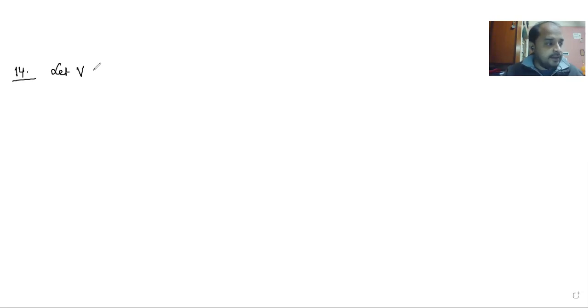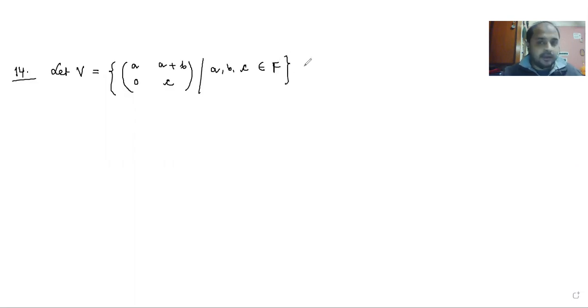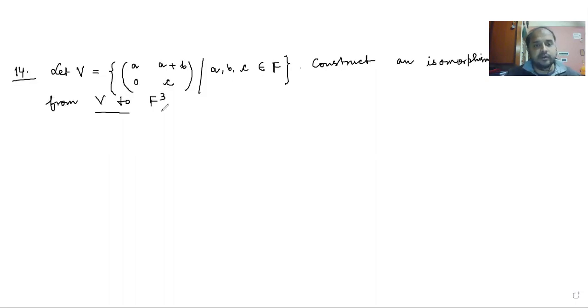Let capital V be a vector space containing matrices of the form [a+b, 0; c, ...] where a, b, c belong to F. The question is: construct an isomorphism from V to F3.